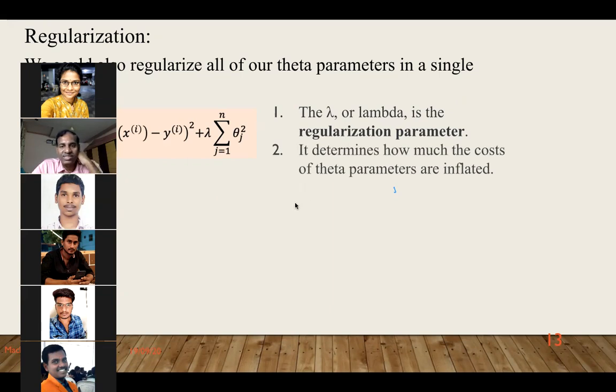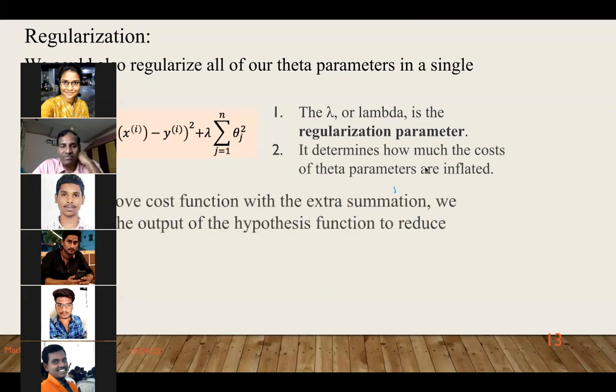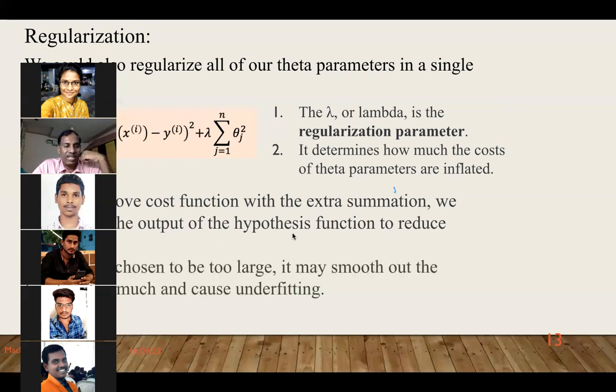It determines how much the costs of theta parameters are inflated. Lambda will determine that. Using the above cost function with the extra summation, we can smooth the output of the hypothesis function to reduce overfitting. If lambda is chosen to be too large, it may smooth out the function too much and cause underfitting. So as I told you, your whole hypothesis is driven out, right? Only the second term dominates if lambda is too large. So you will get underfitting again.